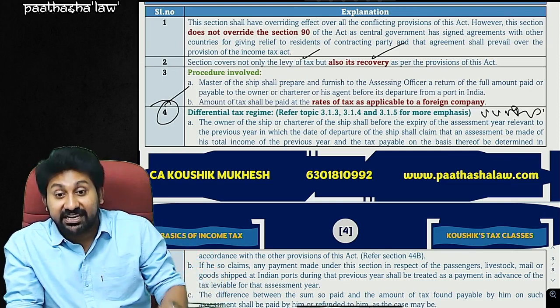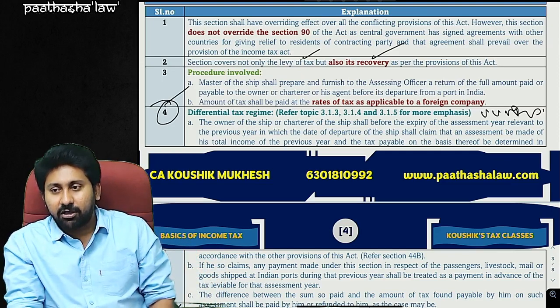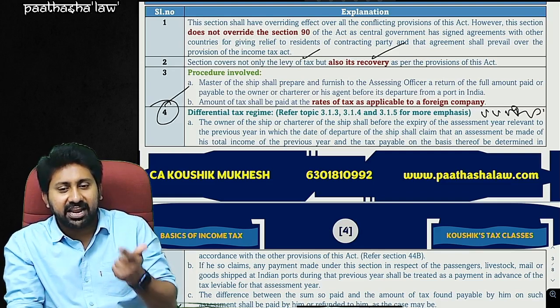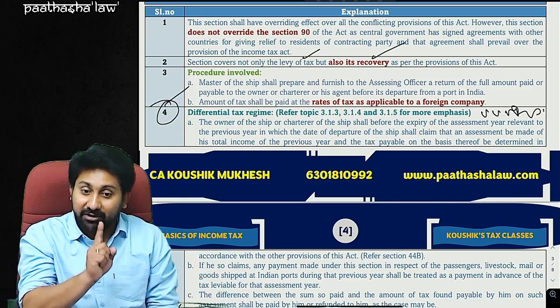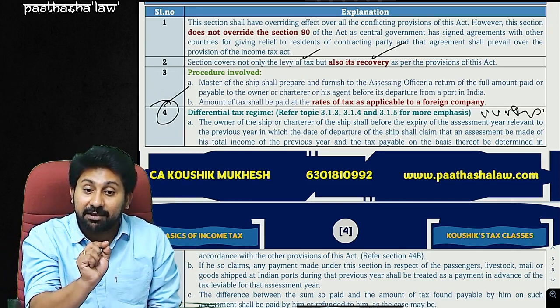Section 172 is a collective regime. Means what? At the source itself, when you generate revenue, immediately pay the tax. Don't wait for assessment here. But 44B is chargeable under PGBP.